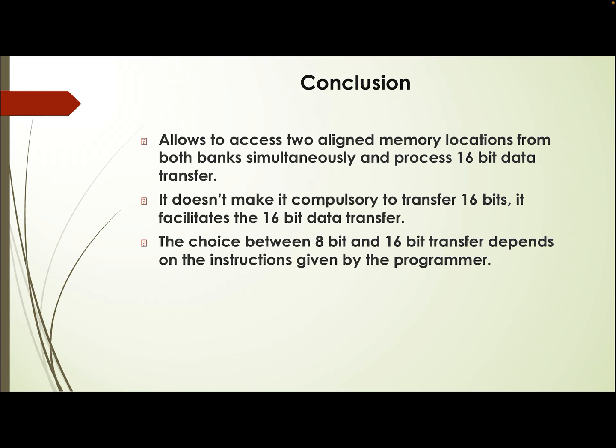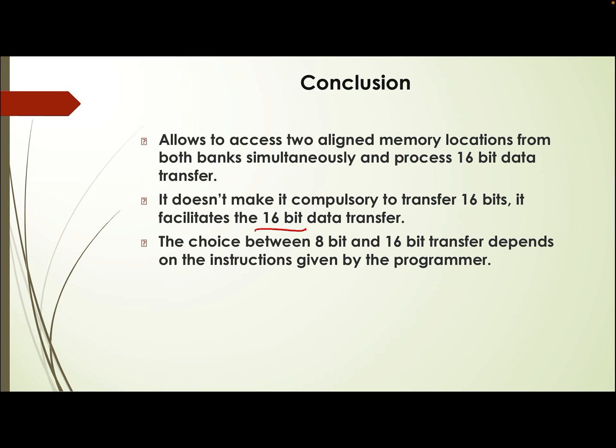The memory banking configuration allows us to access 2 aligned memory locations from both the banks simultaneously and process a 16-bit data transfer in a single bus cycle. One thing we have to notice is that it doesn't make it compulsory to transfer 16 bits. It facilitates the 16-bit data transfer. We need not go for 16 bits always. We can also go for an 8-bit transfer by selecting one of the banks. But in one cycle itself, we can transfer 16 bits of data.